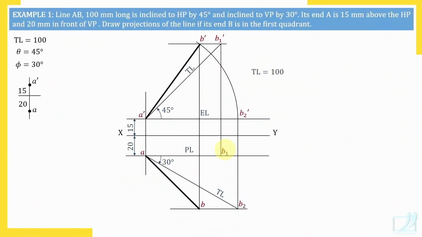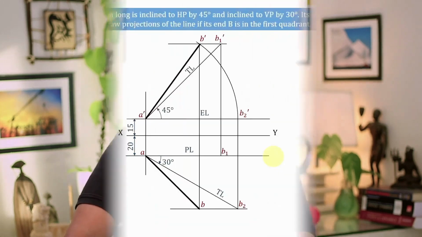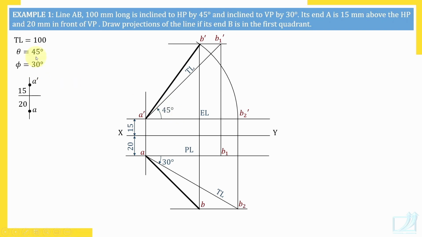Now insert dimensions. Always insert dimensions after completing the drawing. Those dimensions which you have used in the construction, means dimensions which are given in the question, you should insert in the diagram. Watch here, the angle 45 degrees theta we have inserted, phi 30 degrees we have inserted here, distance of A dash and A we have inserted here, and true length we prefer to write outside the diagram, but in the diagram label TL. It is not necessary to label PL or EL. If you label it, no problem, but it's not necessary. But you label true length and write outside the numerical value of true length. So this is how we should insert the dimensions.